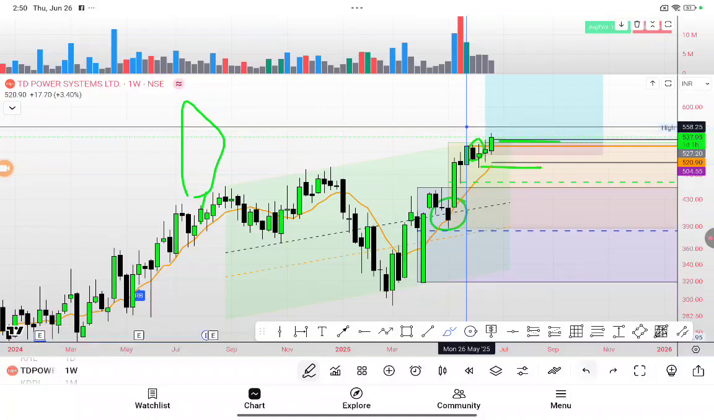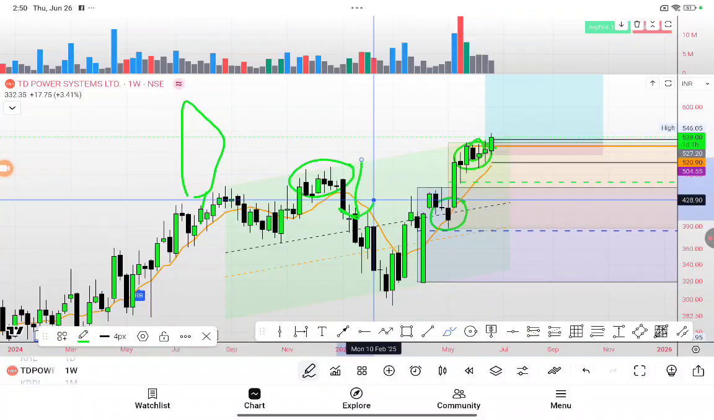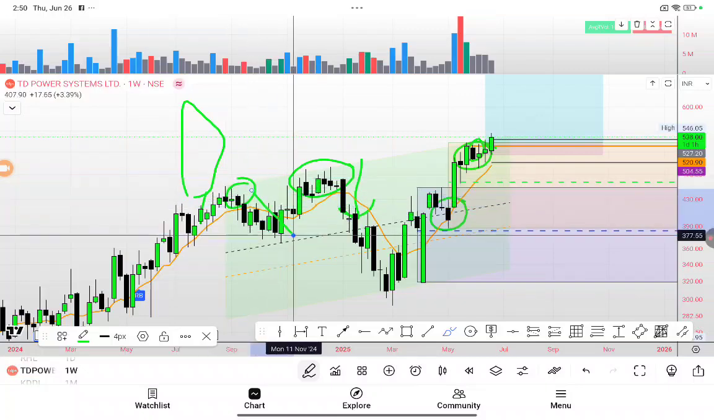Now the third and the most important thing which happened over here is, if you see this, the stock totally tightened. That happened earlier also, but it broke down. It happened earlier also, but it broke down. But this time it's trying to break out, which never happened earlier. So that was the third analysis which I did to enter the stock.